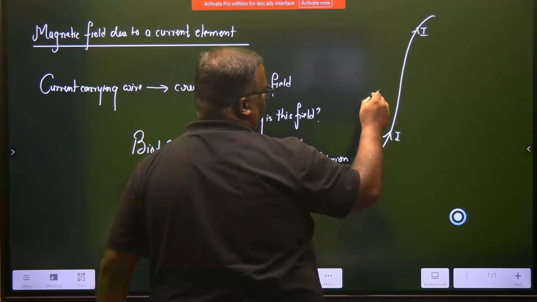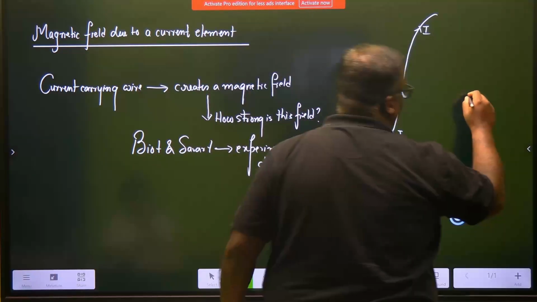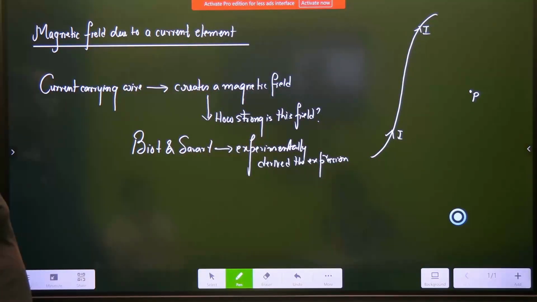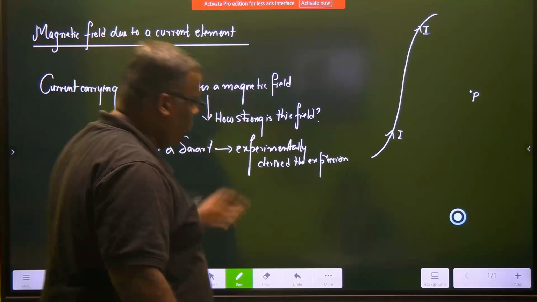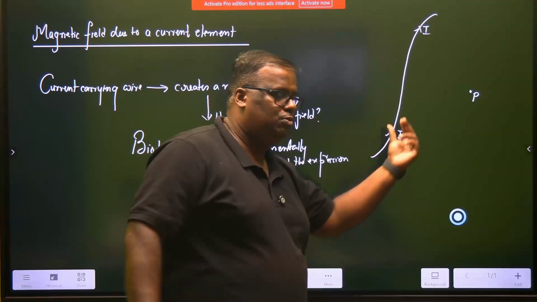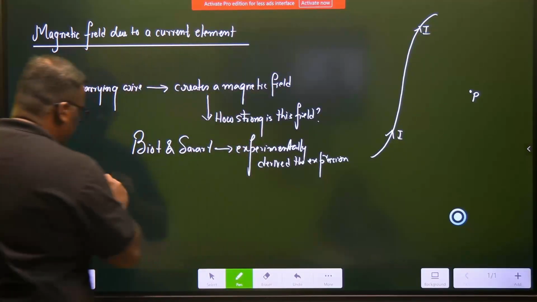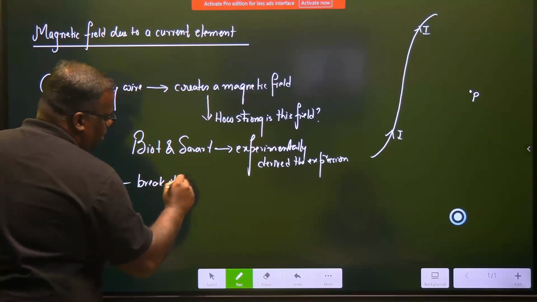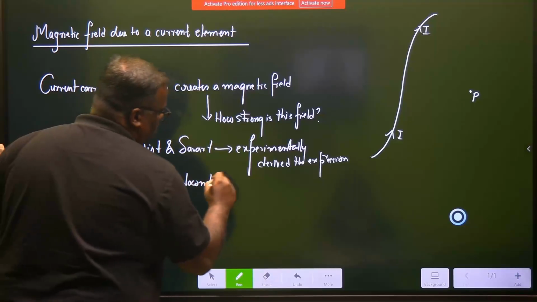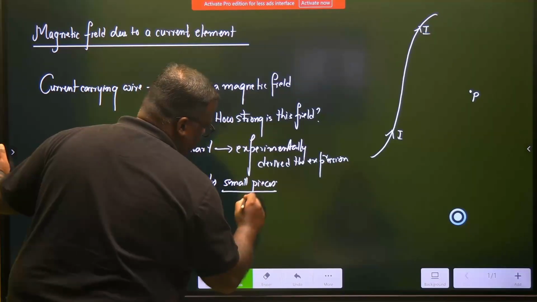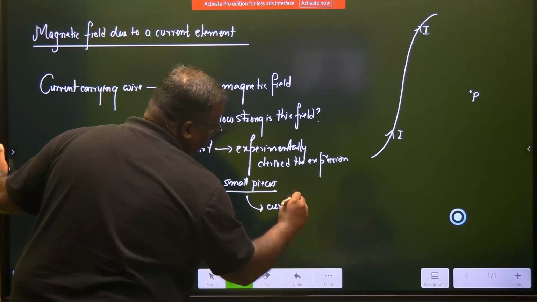So this is my current carrying wire, and I have located one point P. I want to find out what is the strength of the magnetic field at this point P. Now, in order to do that, we break this wire into very small pieces. Same integration funda, many small pieces. Each of these small pieces is actually called a current element.